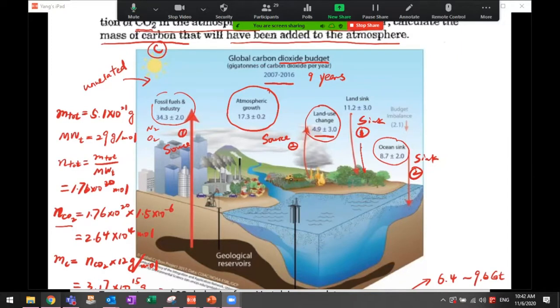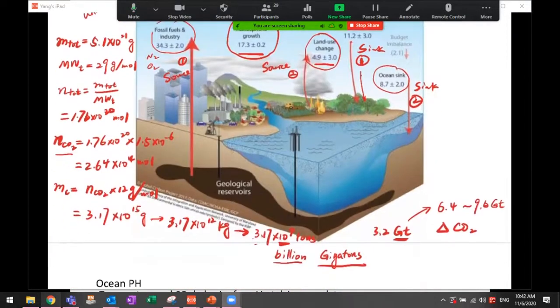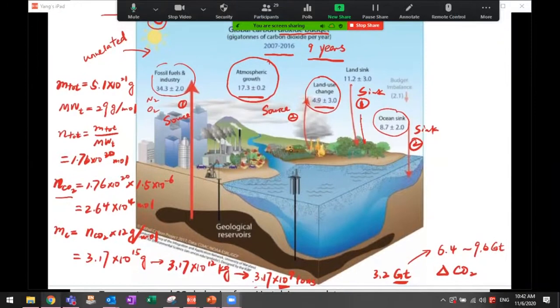You can see that over these 9 years, it led to around 17 gigatons of carbon dioxide in the atmosphere. And what we measured and calculated, let's say 1.5 ppm, corresponds to around 3.1 or 3.2 gigatons per year, right? So you get this approximate scale in terms of the carbon dioxide emission in the atmosphere.